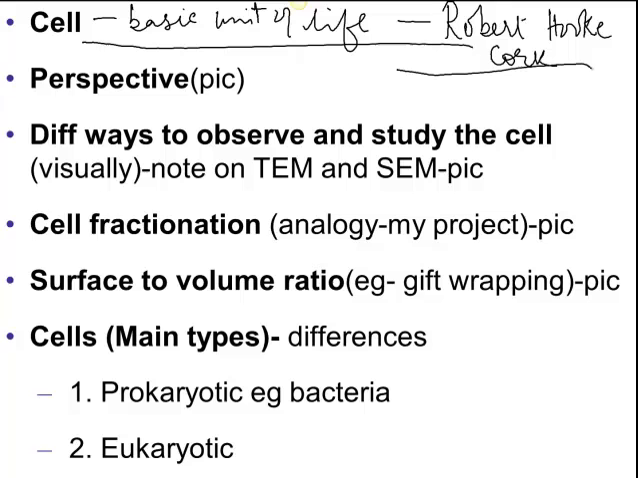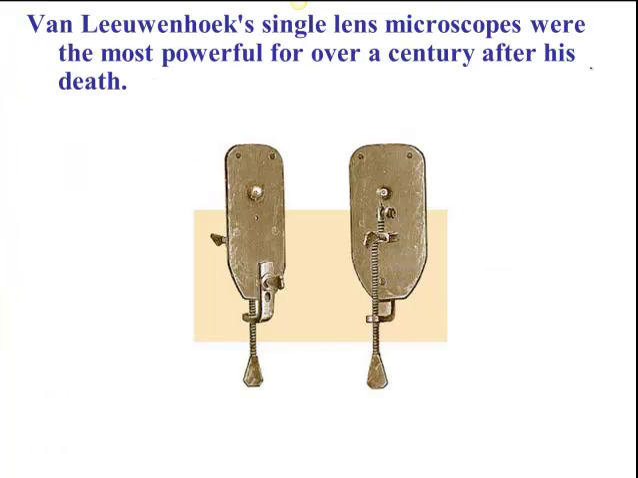Then we have another scientist. His name is Anton von Leeuwenhoek. Now this scientist is credited with creating the first microscope that enabled people of those times to see things that were smaller in size, which the human eye couldn't really see and decipher the difference.